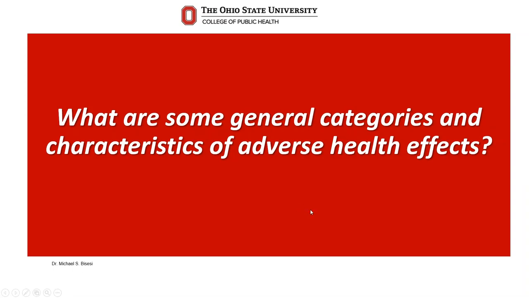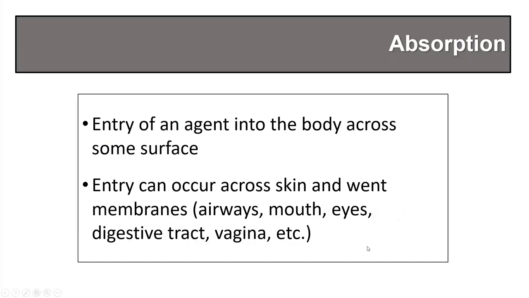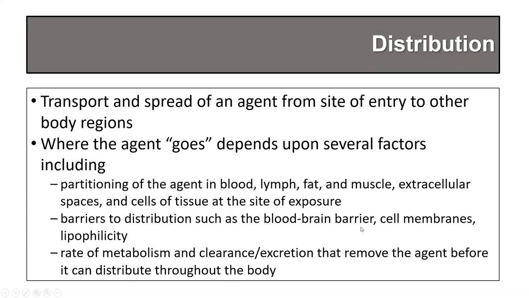So we'll continue with what are some general categories and characteristics of adverse health effects. So again, there's that initial entry. So there's the absorption at a local level involving interaction at the cellular interface, but then across various membranes, the skin, digestive tract, mucosal areas where that absorption occurs. And then once something becomes systemic, meaning it's entered the bloodstream or the lymphatic system, it can be distributed to other organ sites.